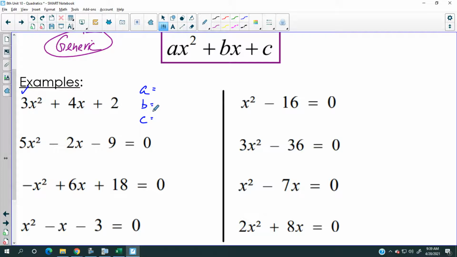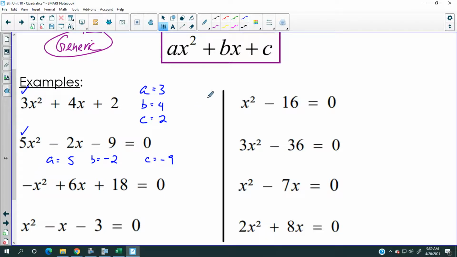Now, what's A? Well, let's match. A, first number, so that's 3. What's B? That's 4. What's the constant? 2. That's it. That's all I need you to be able to identify. So what about this one? I'll just write underneath. A is what? 5. What's B? 2. No, -2. What's C? 9. No, -9. Got that?